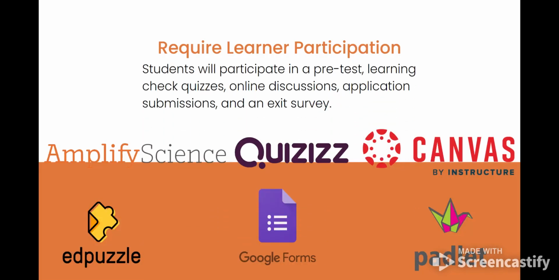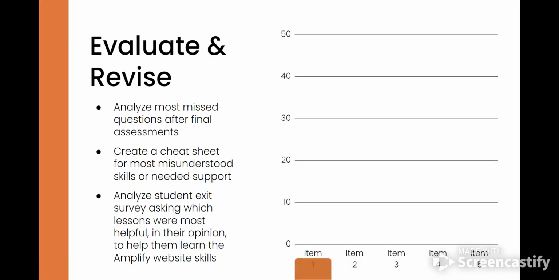Requiring learner participation is the next step in the Assure model, making sure that students are actively engaged and participating. That will be through many of the different methods, utilizing Canvas quizzes, and accessing different parts of the Amplify Science website where they have to interact and do certain tasks, and then utilizing Edpuzzle and Padlet as formative ways of sharing knowledge and checking our learning checks, and then Google Forms, most likely for our exit survey.